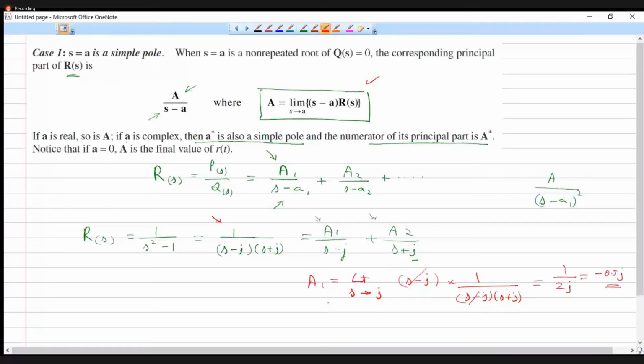If a1 is equal to minus 0.5j, then a2 will be equal to a1 conjugate. That is what is written here. So the complex conjugate of minus 0.5j, which is equal to 0.5j, will also be the constant that we want to find out. I hope all this will be covered in your mathematical course.